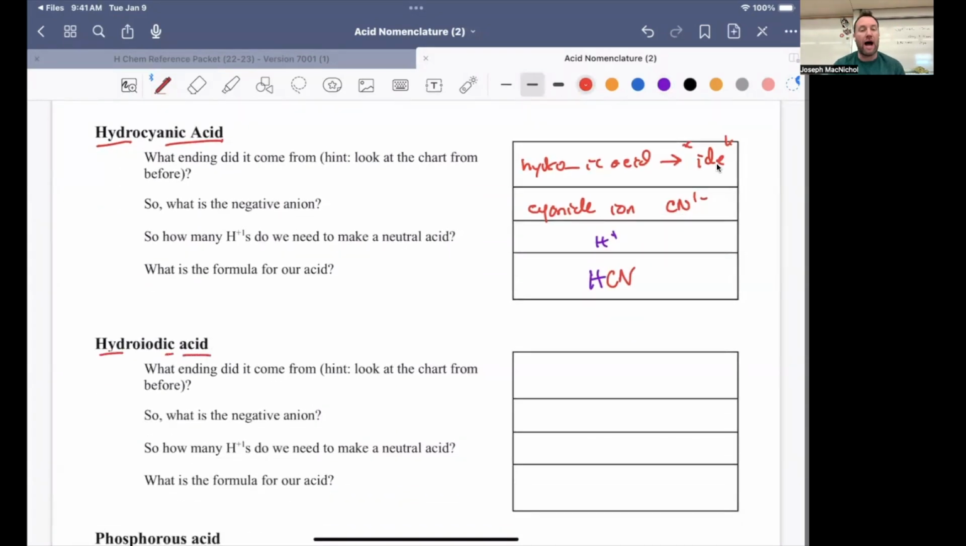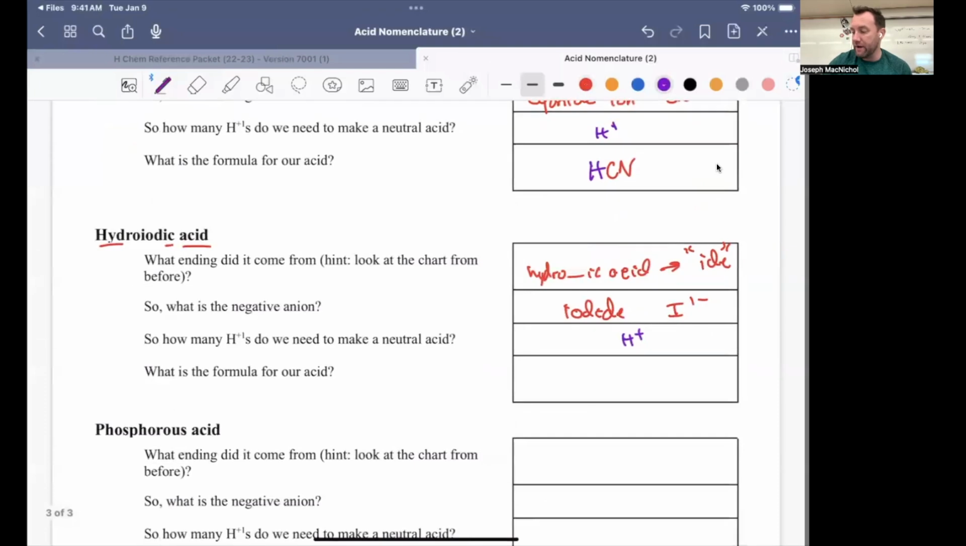We have another hydro-ic acid. We have hydroiodic acid. So if it's the hydro-ic acid formula of an acid name, then that means we're dealing with the ide. So we're dealing with the iodide anion, which is just an I1 minus. How many protons are necessary? Another time we have just one because it's a 1-to-1, +1, -1. So we have HI as our acid formula.